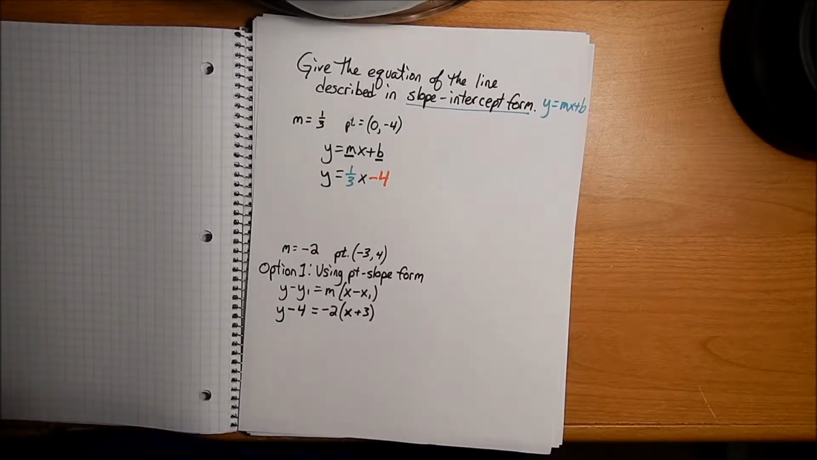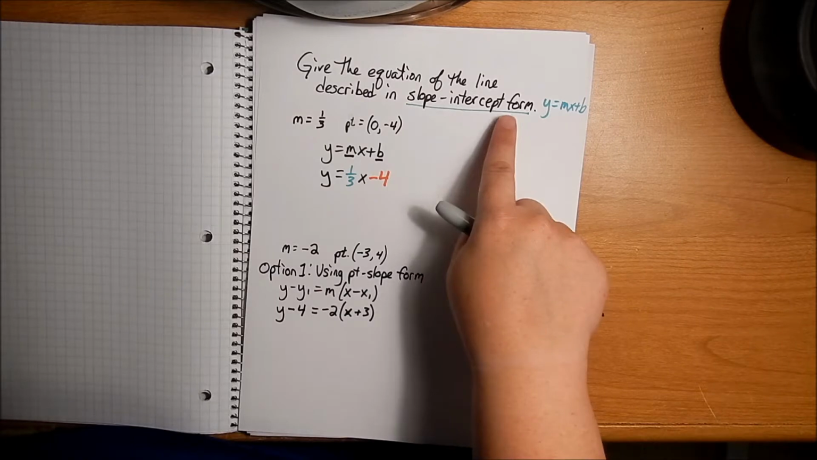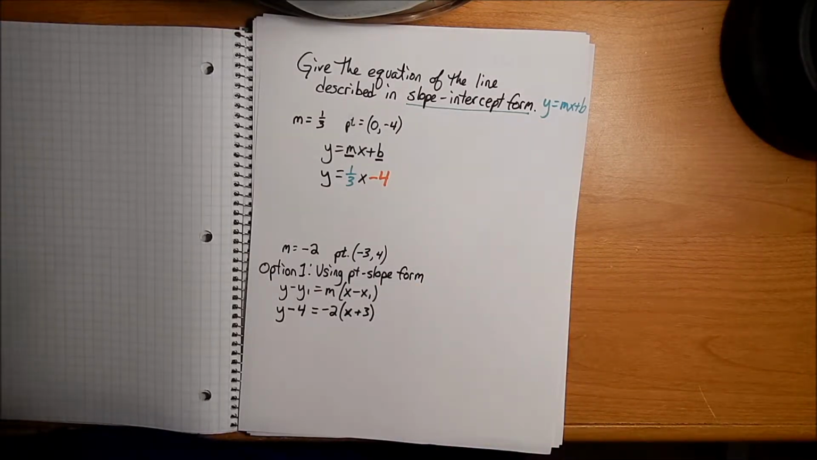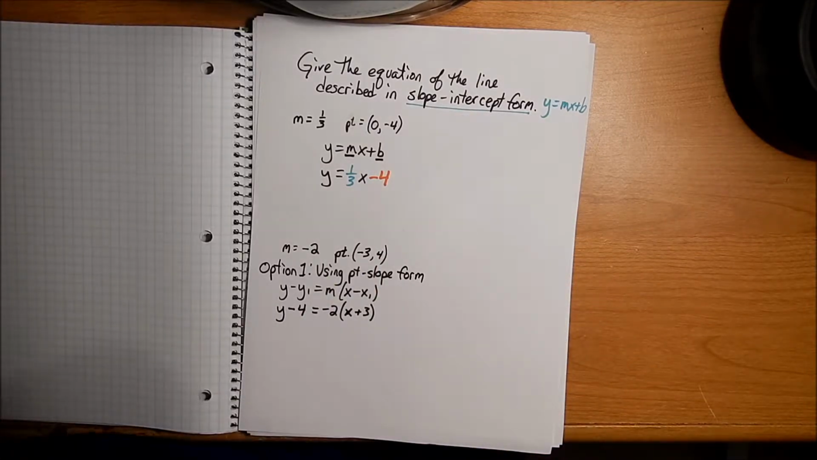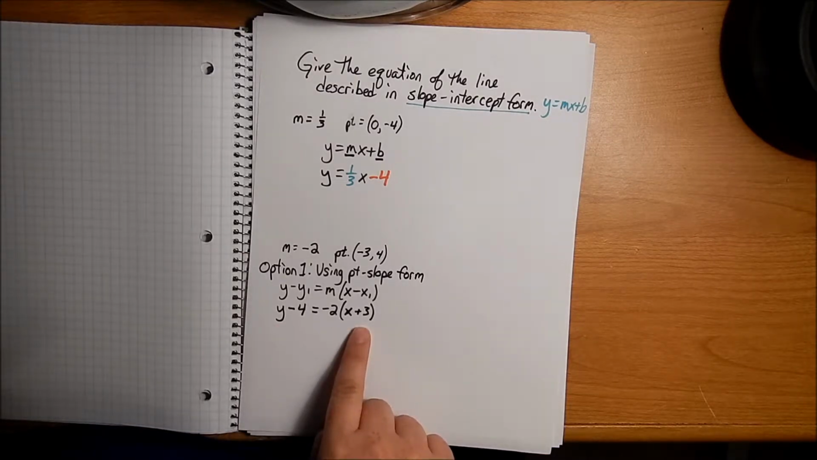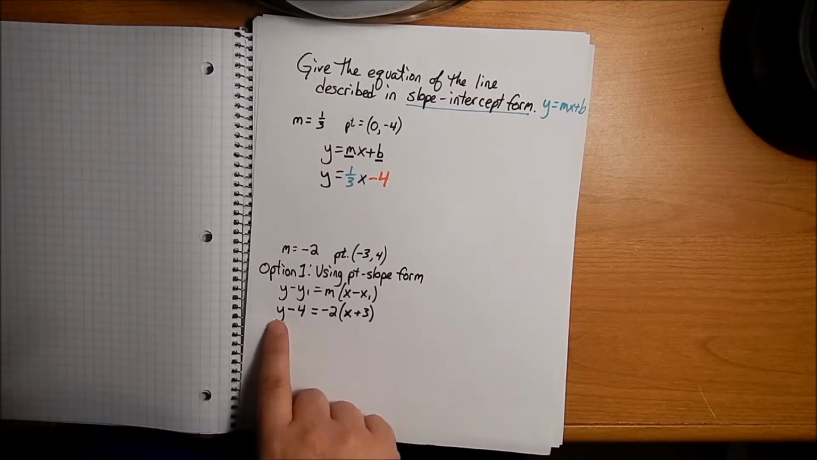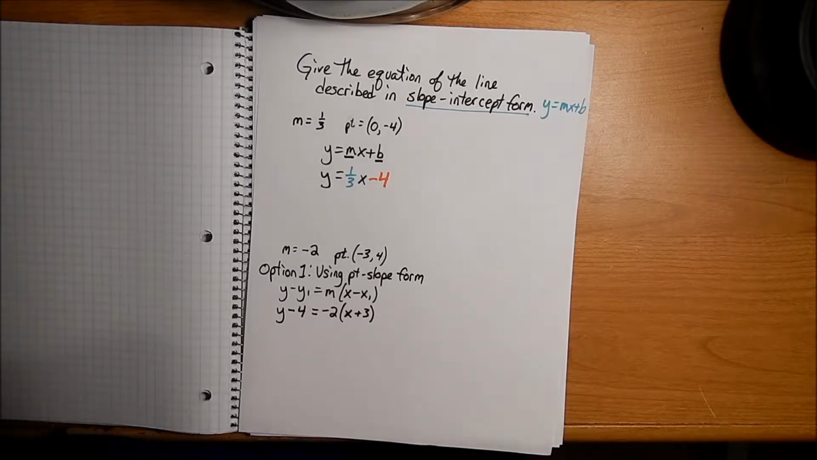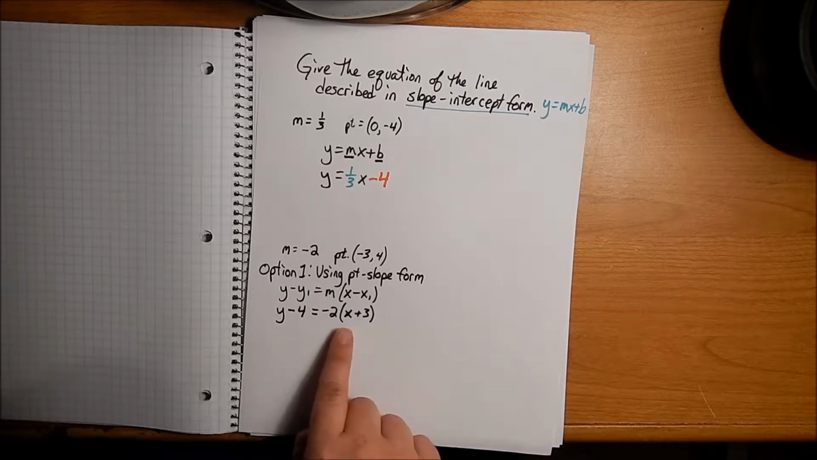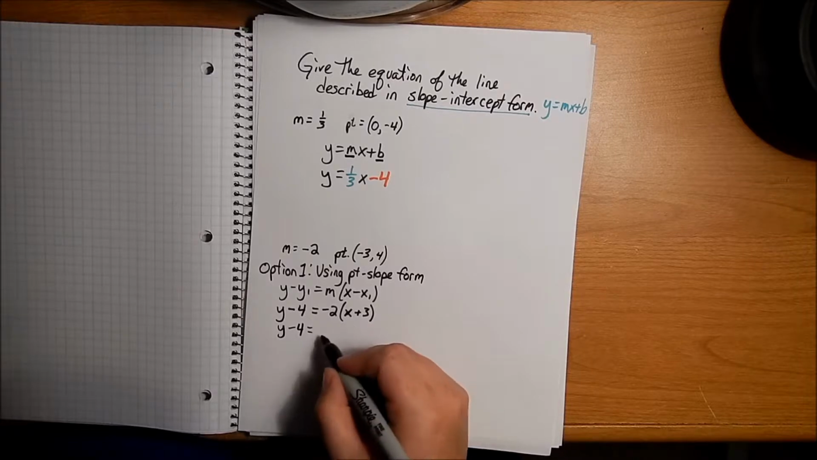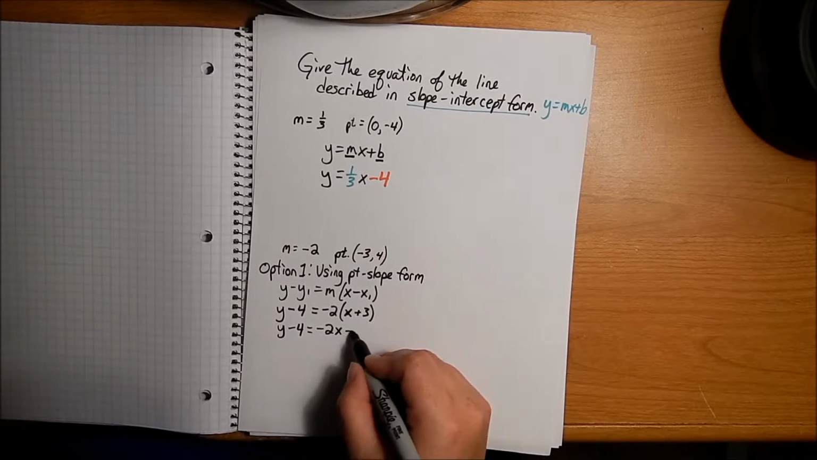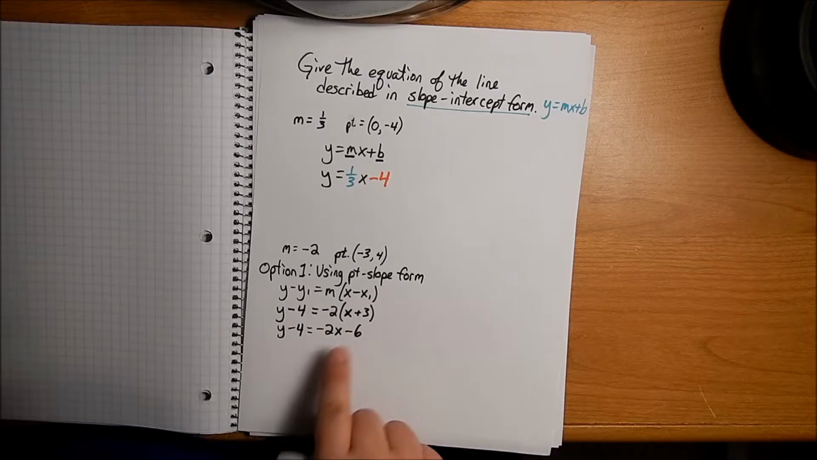I would be done if the directions didn't say that I had to have slope-intercept form. If they just said, give the equation of the line, there it is. That's an equation of a line. That's perfectly fine. But since I specifically have to get into slope-intercept form, I can do that from here. All slope-intercept form really has is y by itself, and then I have an x term and the b on the other side. So all I need to do from this step is distribute that -2. So it'd be -2x minus 6. And then I can add this 4 to the other side.